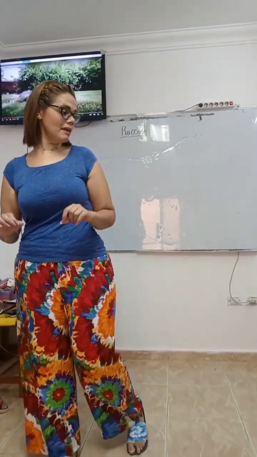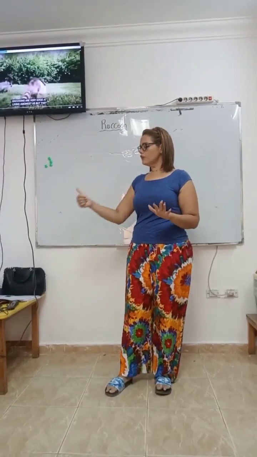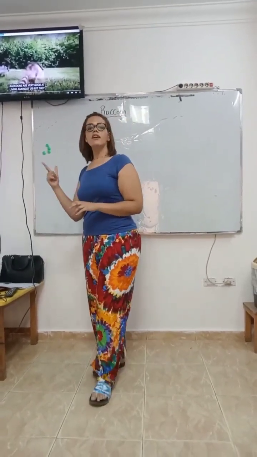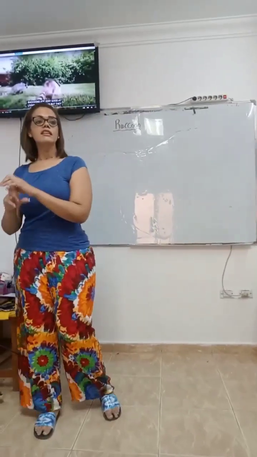Mammal. Mammal means an animal that gives birth. It's not laying eggs and it can't fly. For example, the dog is a mammal. You got the point? The tiger is a mammal. The cat is a mammal.